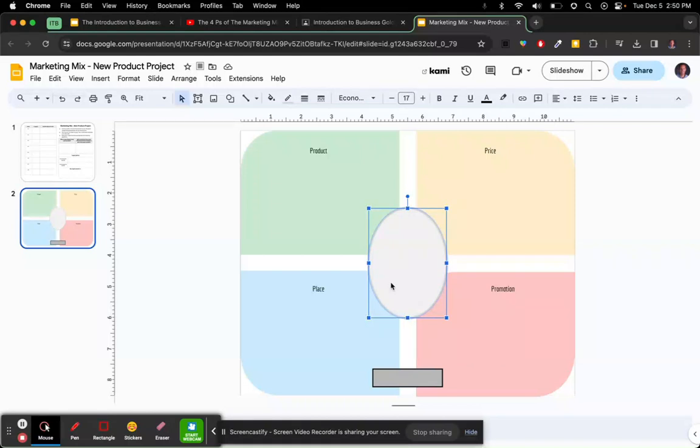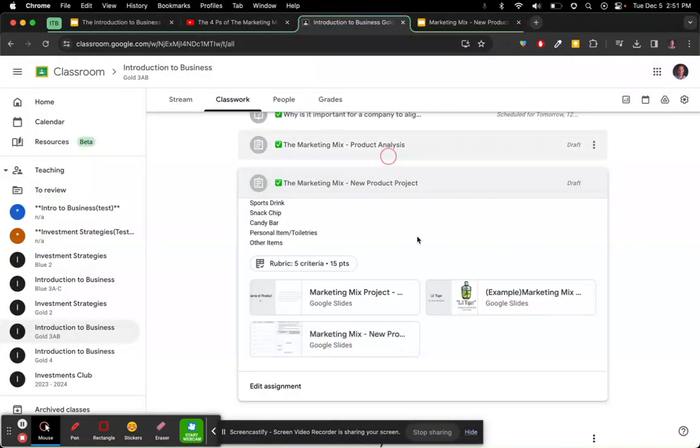So who is your target customer, demographic and psychographic information? And then what is it about your new product that aligns to your specific target customer? Do that with price, do that with place and promotion. I have a sample here that I'm going to show you as well. Okay?